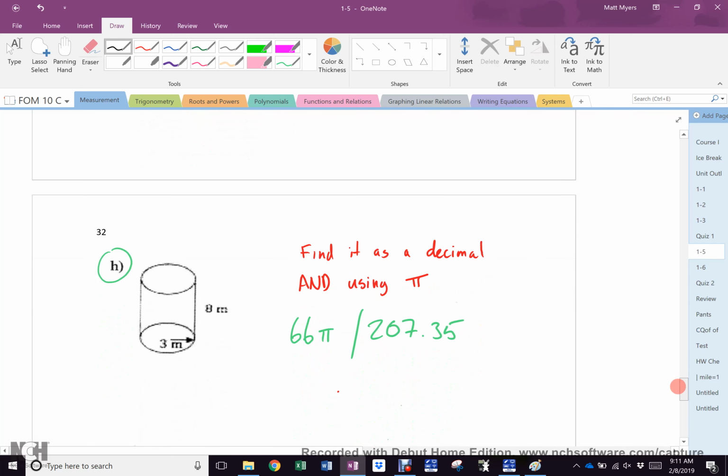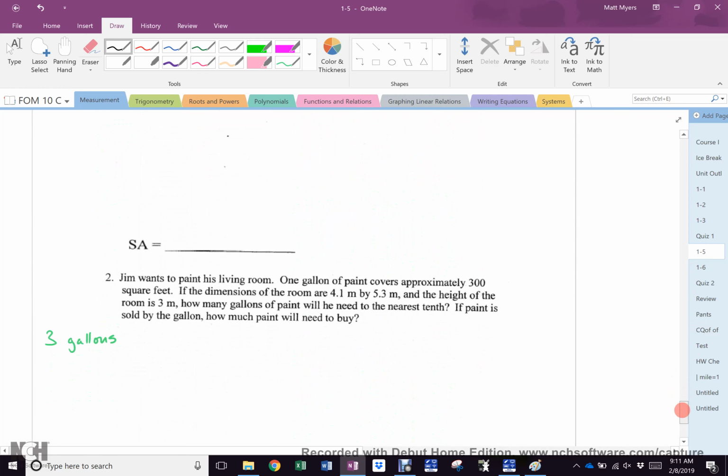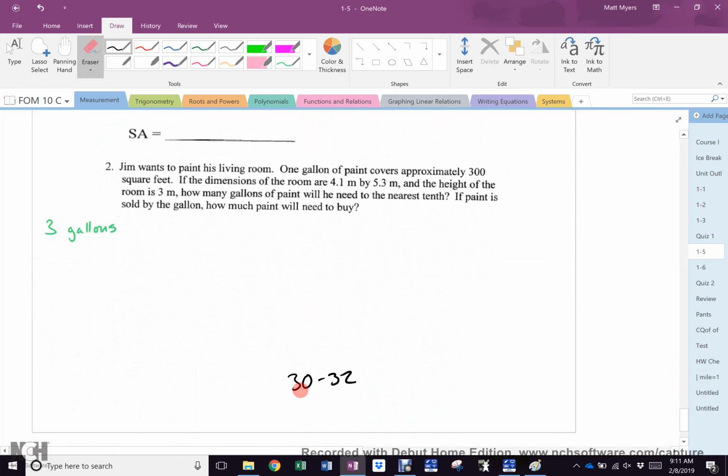And oh, no, that's not it. Surface area of a cylinder, there's the two ways to find it. One of you, if you've done it right, you of course have one of those two answers. And then the actual most difficult, complicated question. This is a test question.